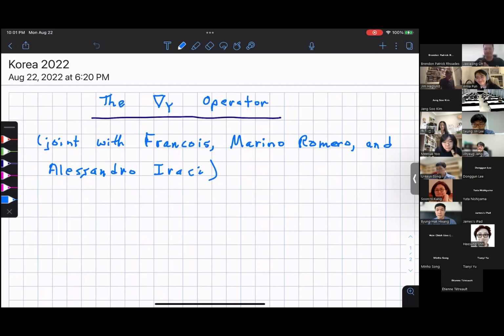So the Nabla Y operator is a generalization of the Nabla operator. Now we heard a lot of new things about the McDonald polynomial last talk. Try and do better there.